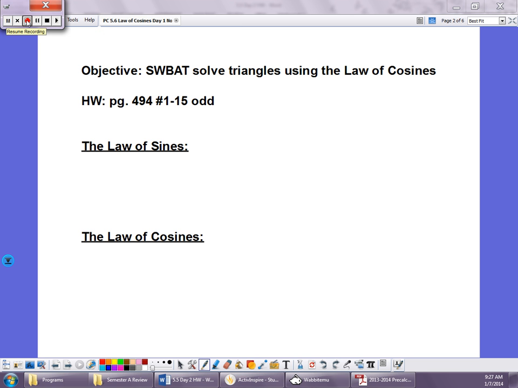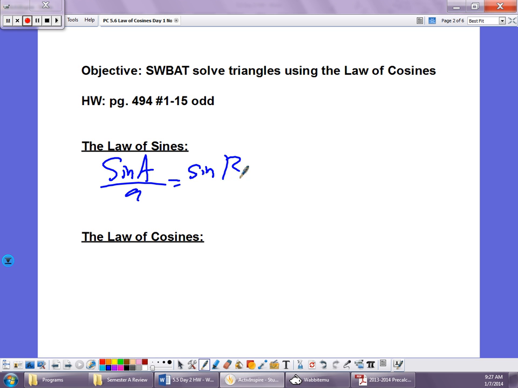Last 2 days we did law of sines. That was just sine A over A, sine B over B, sine C over C. Okay, so today we're going to learn the law of cosines.